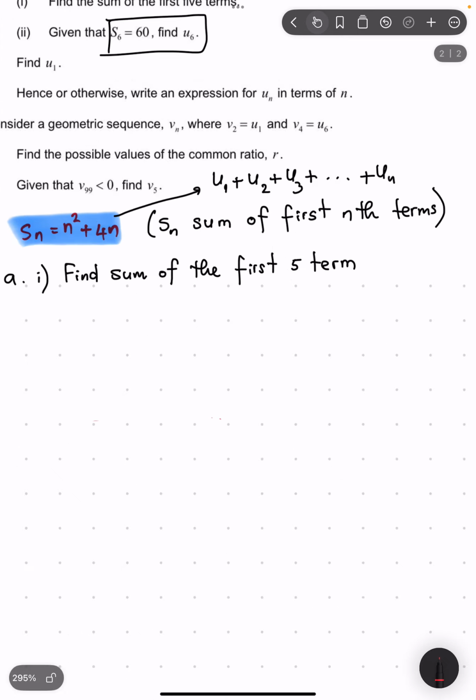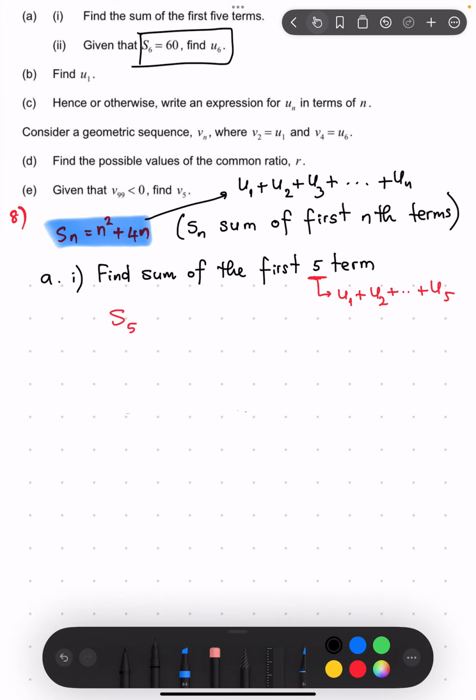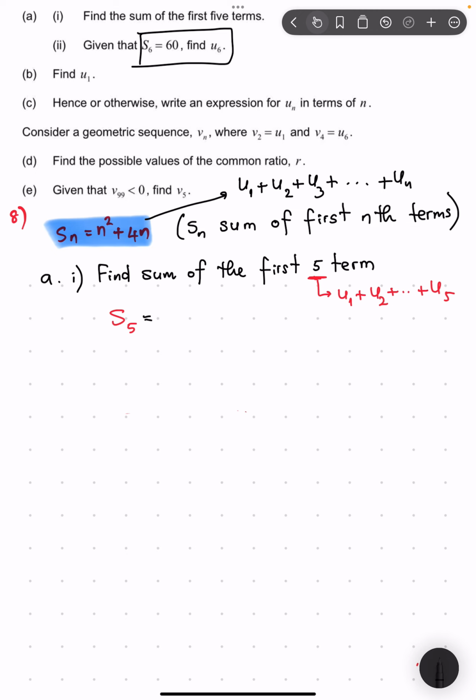For the first question, they want us to find the sum of the first 5 terms, which means they want us to find S5. Because the first 5 terms represent U1 plus U2 until U5, which is denoted by S5, and it's going to be equal to 5 squared plus 4 times 5. So S5 equals 25 plus 20, which is 45.